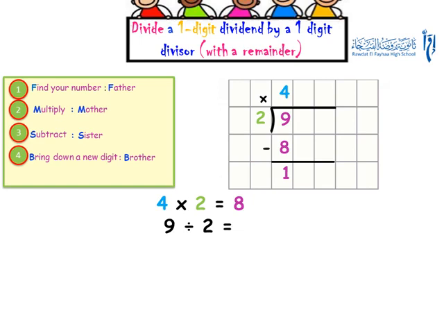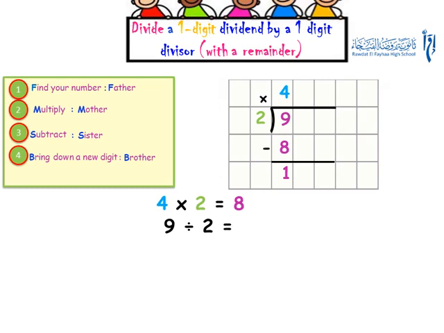1 should be less than 2 because if not, this means that we can divide or distribute 1 more time, so our answer is wrong. So we always have to check that the remainder we got, or the answer of subtraction, is less than the divisor. Otherwise, our answer is not correct.